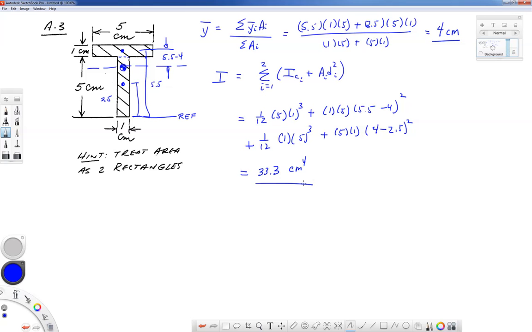All right, so those are some examples of finding the centroid and finding the moment of inertia about the horizontal axis that goes through the centroid. And again, just to give you a heads up on why we've done this, we're going to end up using the moment of inertia about the centroid in our formulas for calculating beam stresses.